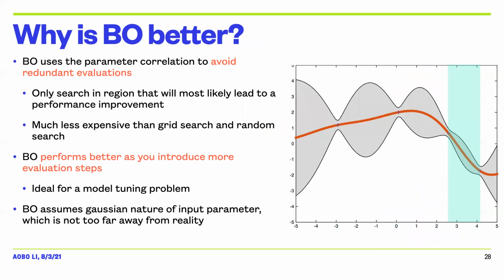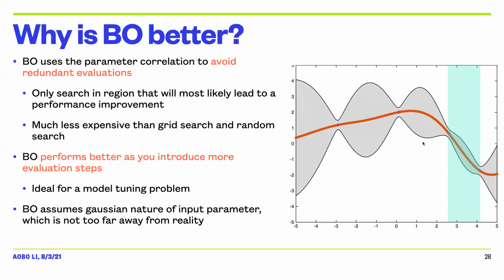So why is Bayesian optimization better? Bayesian optimization uses the parameter correlation to avoid redundant evaluation. So basically, by assuming the Bayesian nature, the Gaussian process nature of our parameter, we are assuming that each parameter is a multidimensional Gaussian which has some kind of correlation. So the acquisition function will force us to only search in the region that will most likely lead to a performance improvement, and thus is much less expensive than grid search and random search.